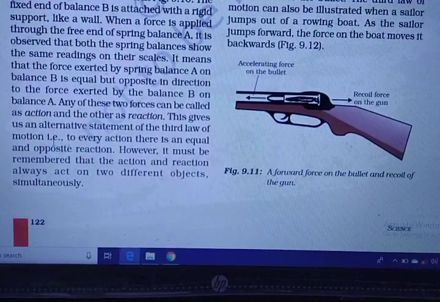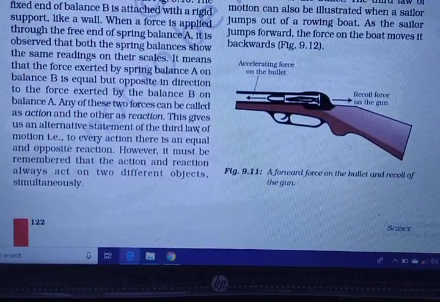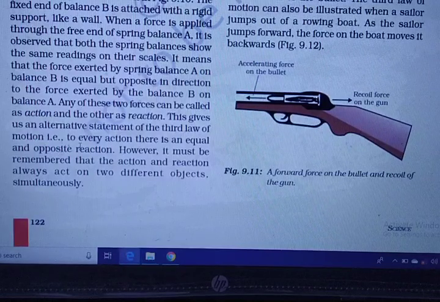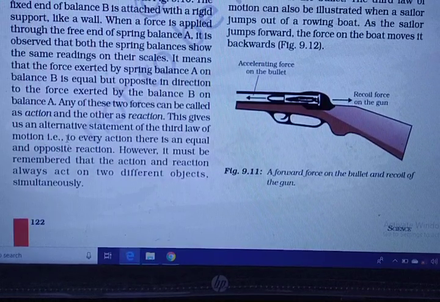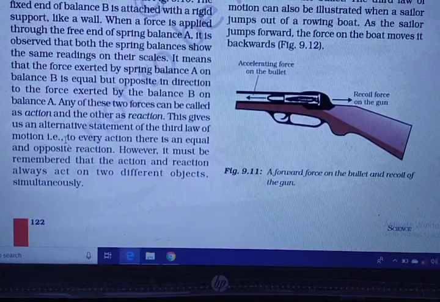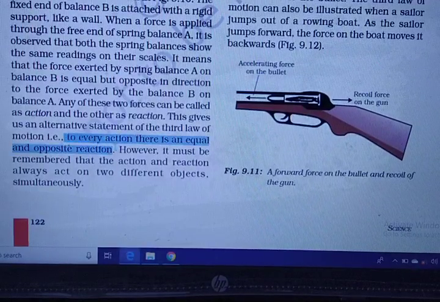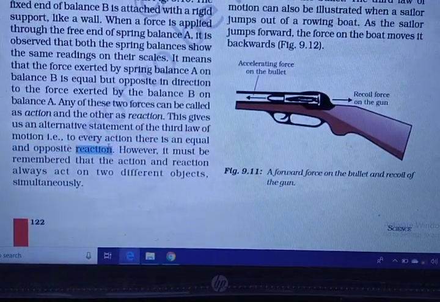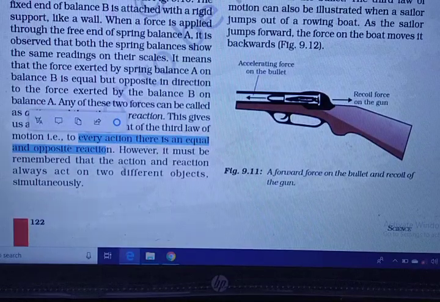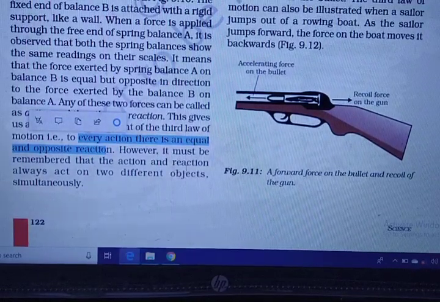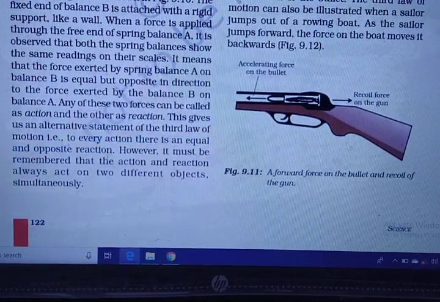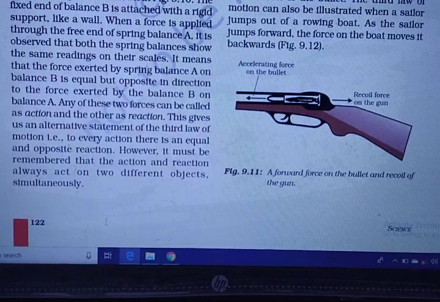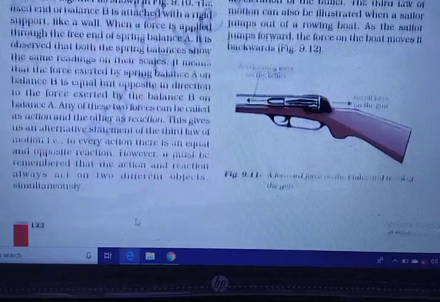This gives us an alternative statement of the third law of motion, that is, to every action there is an equal and opposite reaction. Remember this. To every action there is an equal and opposite reaction. However, they must always act on two different objects simultaneously.